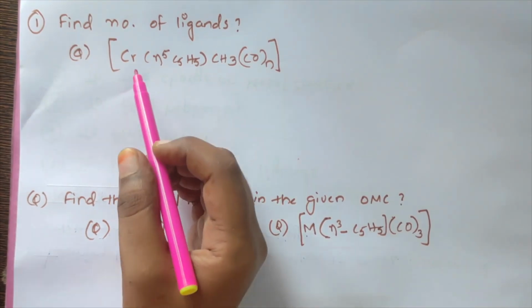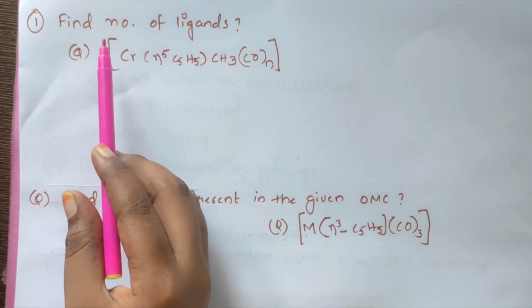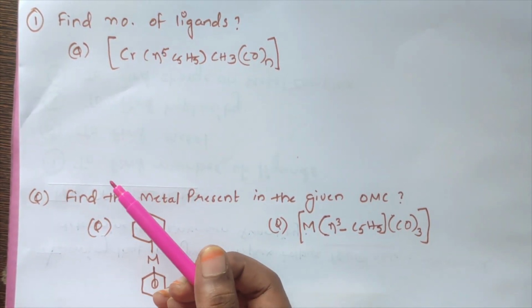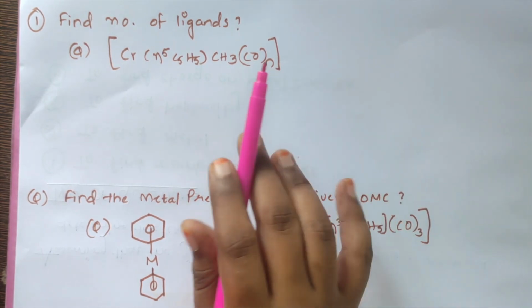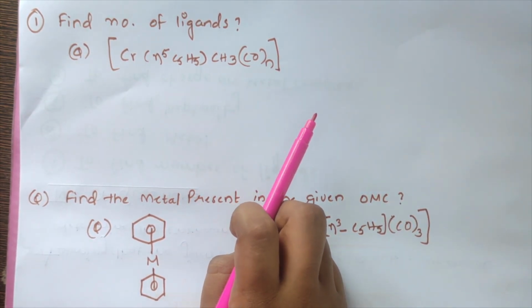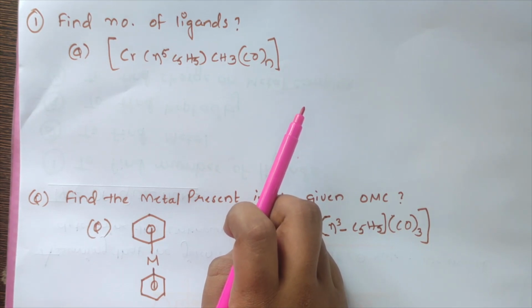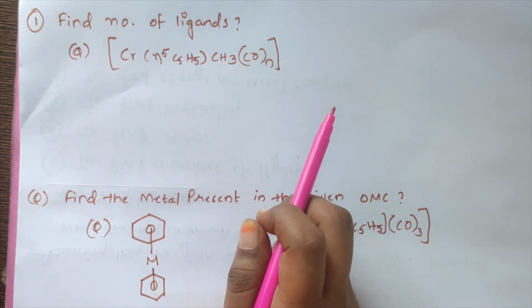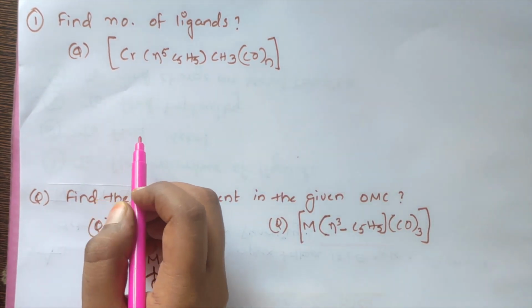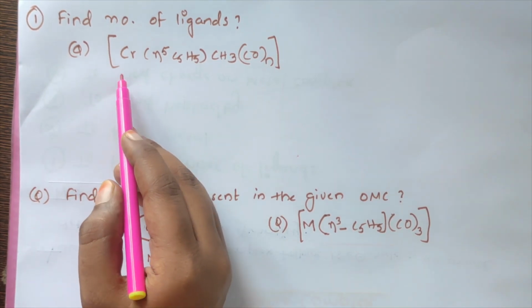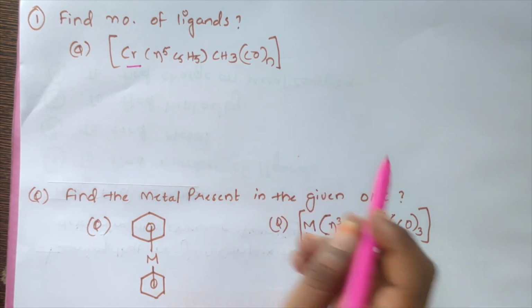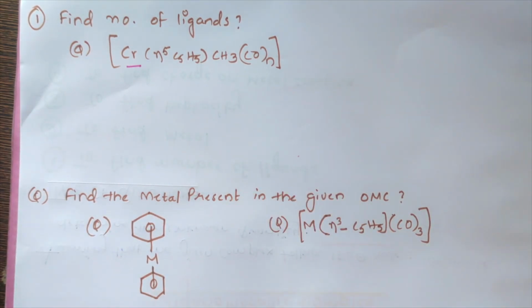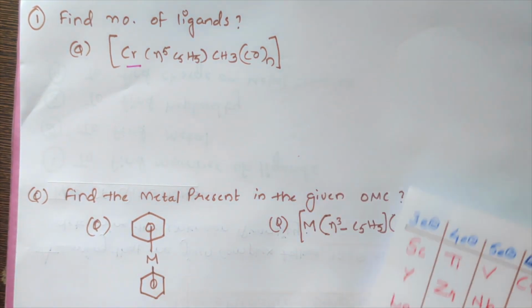Let us see the first question. Here we have to find the number of ligands. As I told you earlier, we have to assume that the complex follows the 18 electron rule, and in the question also they will mention that the complex follows the 18 electron rule. So let's start. We have to know how many electrons the metal donates and how many electrons the ligands donate. To know this, we have covered it in the first part.